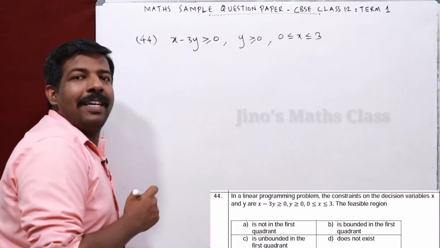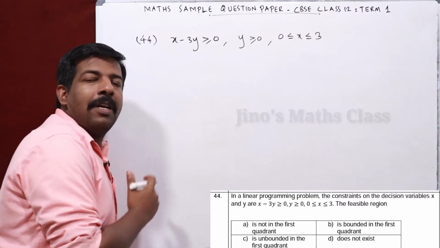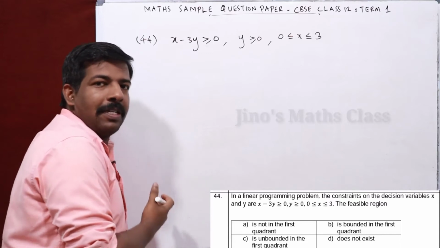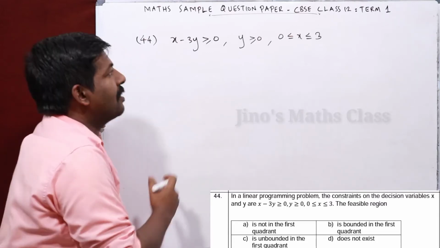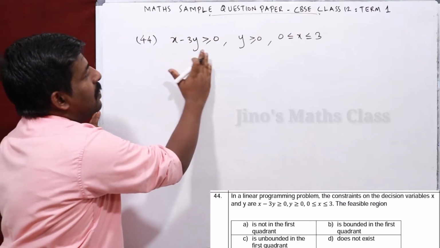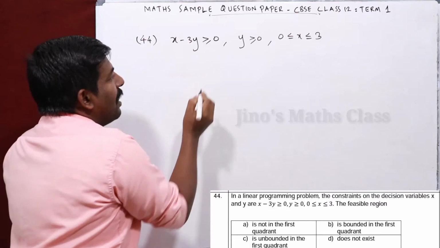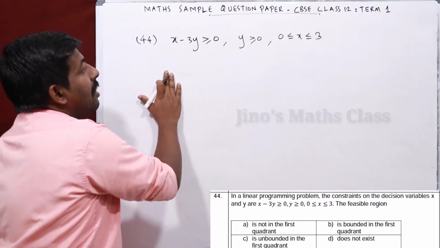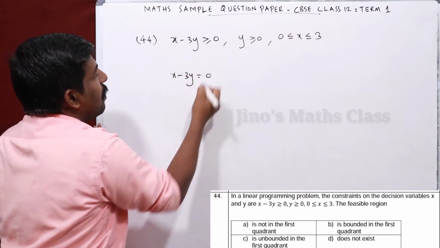Question number 44. Here for a linear programming problem, some constraints are given and they asked about a feasible region. So we can draw the feasible region with these conditions. For that you can see here, the first one is x minus 3y greater than or equal to 0. So we can consider it as an equation. At that time it is x minus 3y, that is equal to 0.